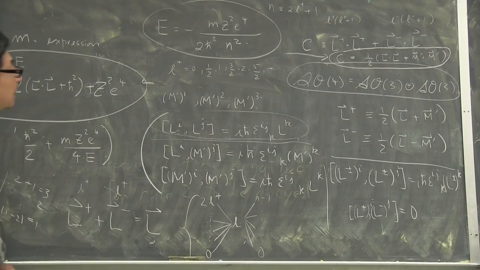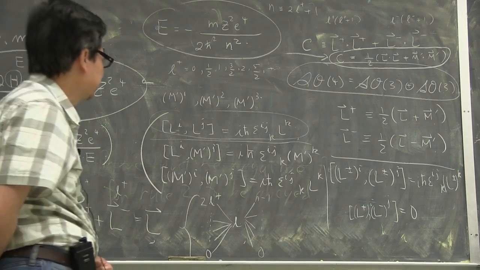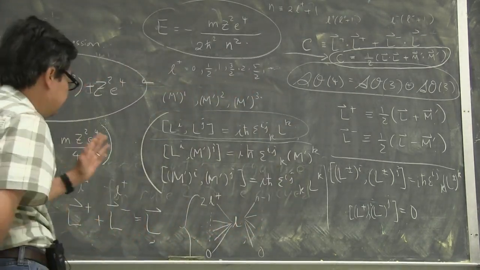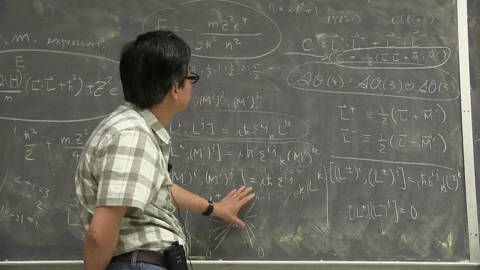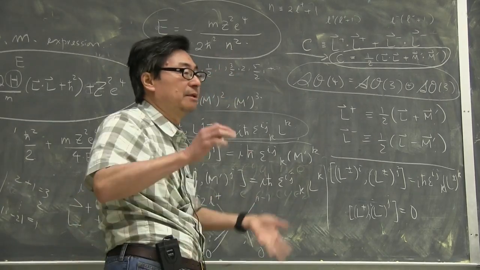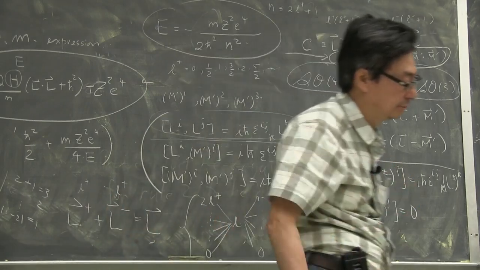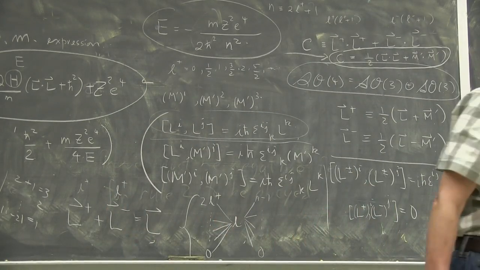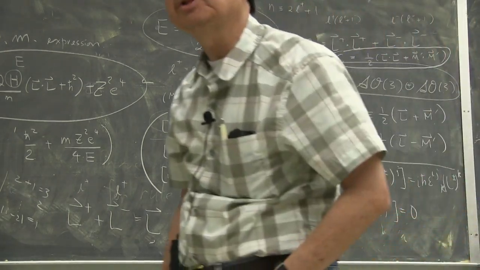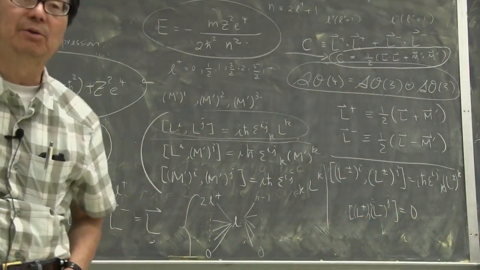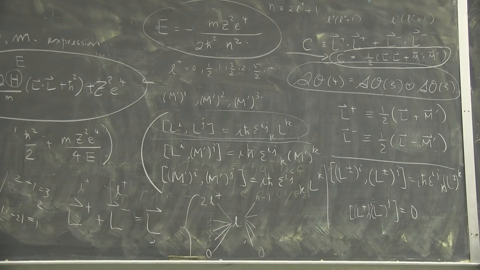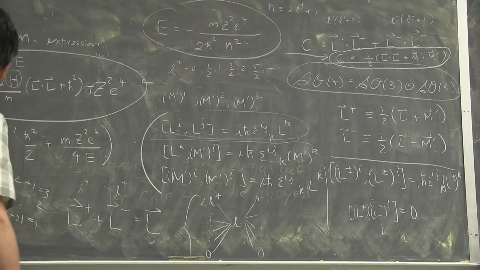It's highly degenerate. In fact, it's n squared fold degenerate because there are n possible values for L. So the degeneracy is n squared, but that's not including spin. If you add spin, the total degeneracy is 2 times n squared, which is the rule that we know already. Okay, and so that's it.